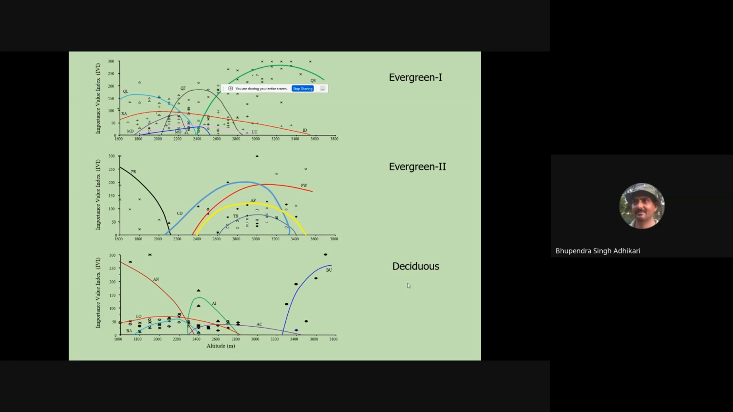So you can see that based on the IBI value, where the IBI is more, on the x-axis you can see the altitudinal variation. So where they are forming, or where their concentration is more. Just because of these curves, you can see where the dominance of the particular forest is.